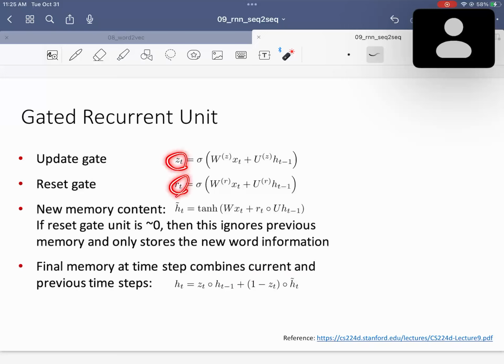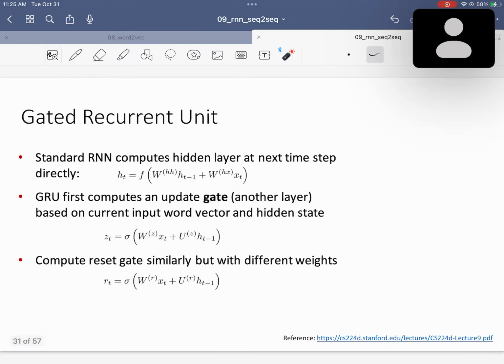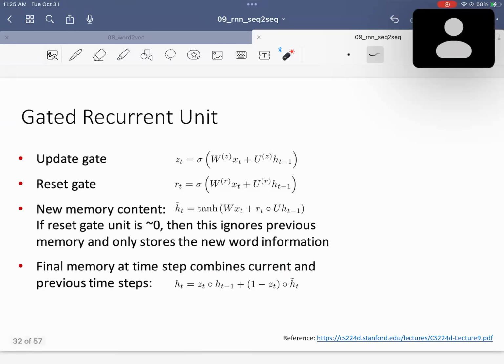All these gate values are determined based on these WZ, WR, UR values. So you have way more learnable parameters than before. Before, it was just this and this, right? It was just this and this. But now you have 1, 2, 3, 4, 5, and 6 variables. And we omitted biases here, right? So it's like 3 times more trainable parameters. But it handles long-term sequences way better than before.